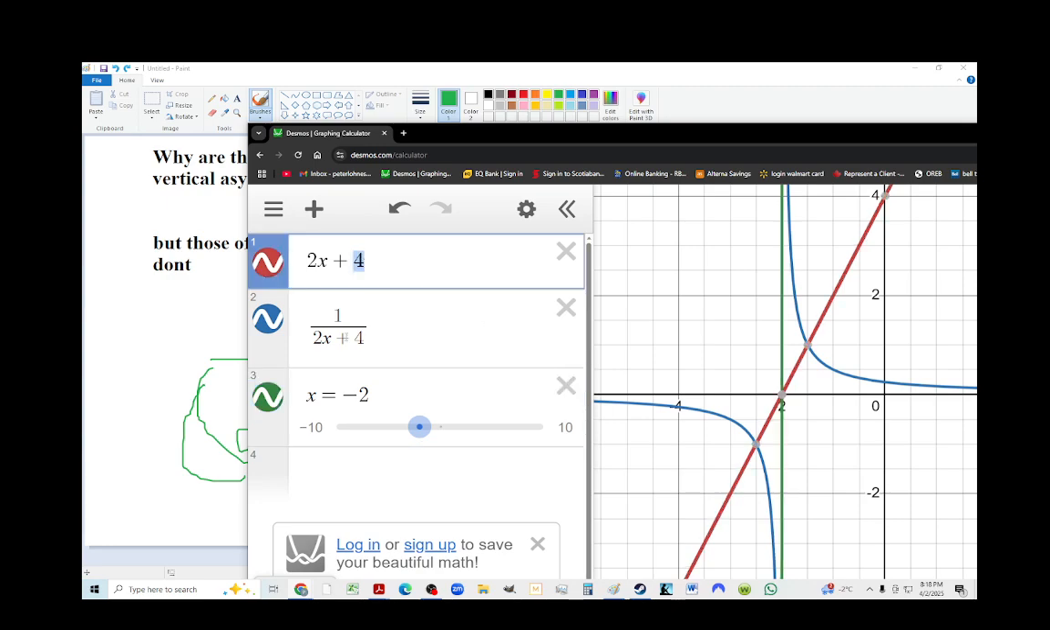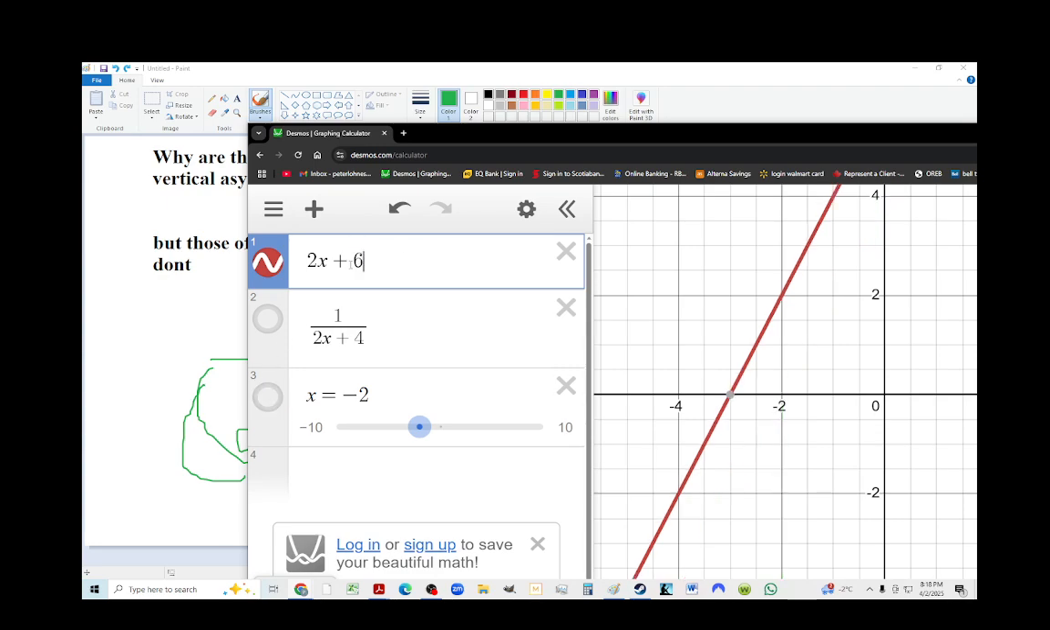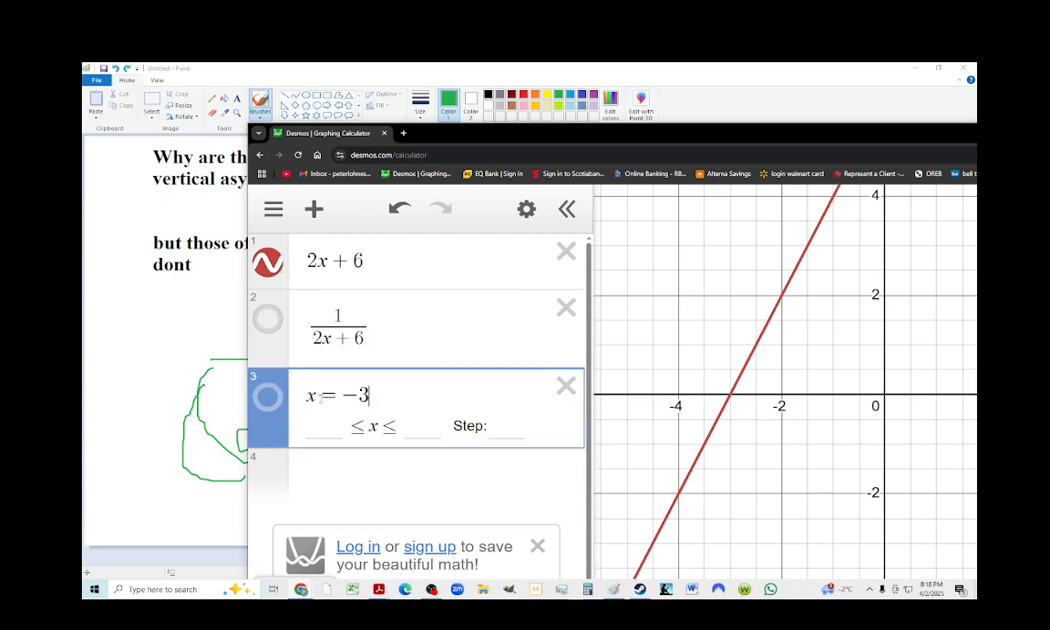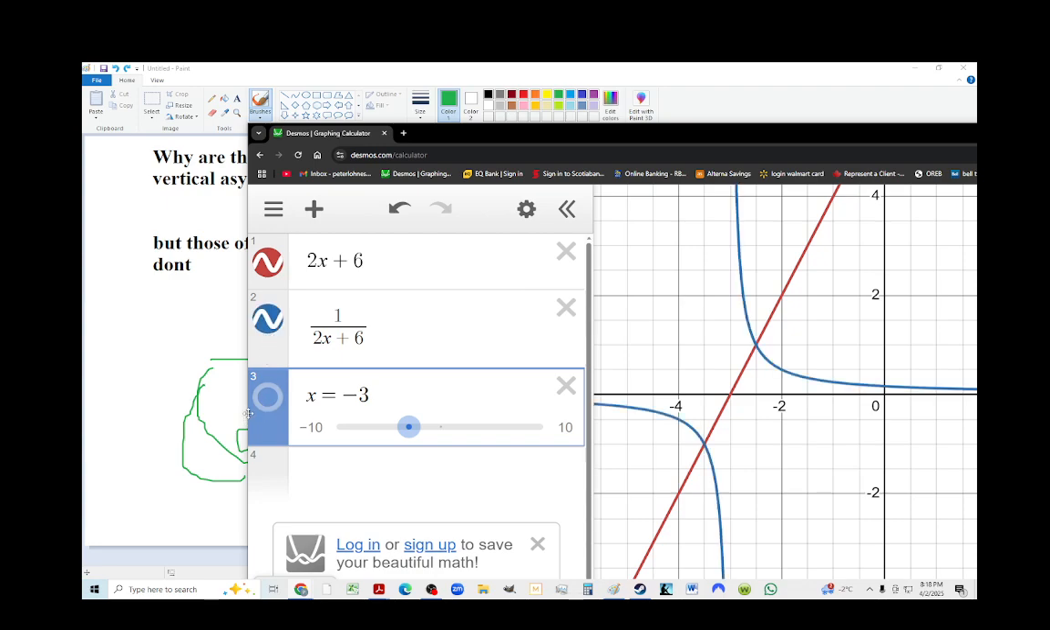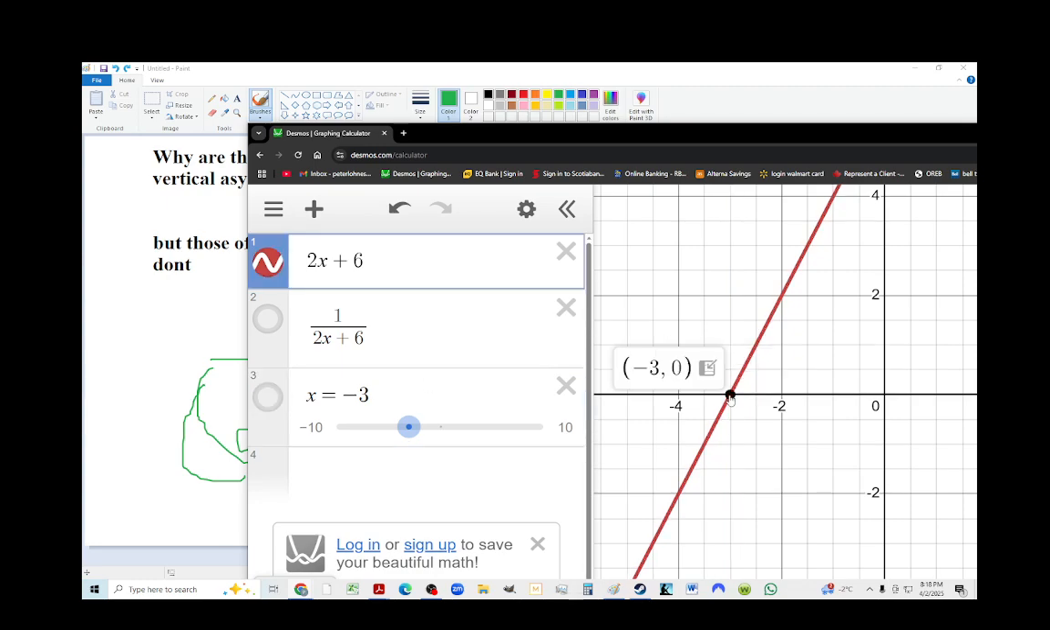Let's find another spot. I'm going to turn these off. If I make this plus 6 here, it's clear that when x is minus 3, it comes out as 0, which means when this graph exists, we will have a vertical asymptote at x is equal to minus 3. There we go. We can see the red line does indeed go through the point minus 3 comma 0. When we turn on the reciprocal drawing, we see that it has a vertical asymptote at x is equal to minus 3.